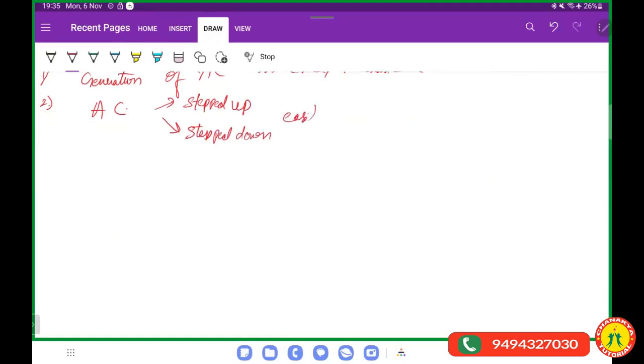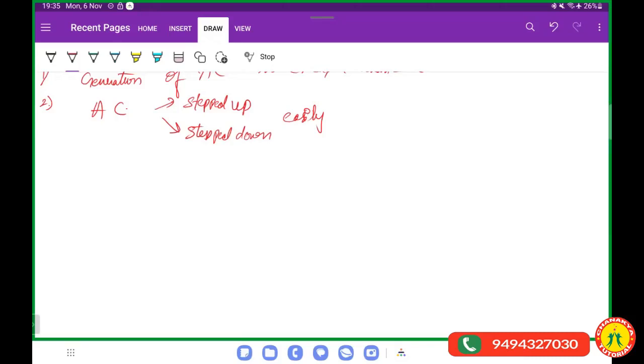AC current has frequency. What about DC current? It doesn't have it. AC has frequency ranging between 50 hertz to 60 hertz, I guess. Not range, but we can say yes, 50 hertz. For India, it is 50 hertz. Different countries have different ranges. US has 110.